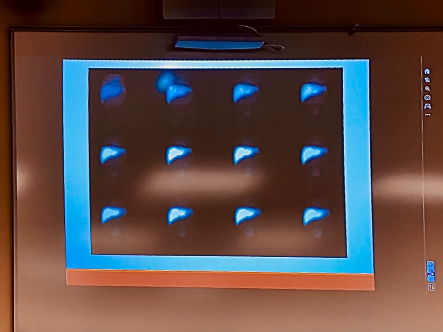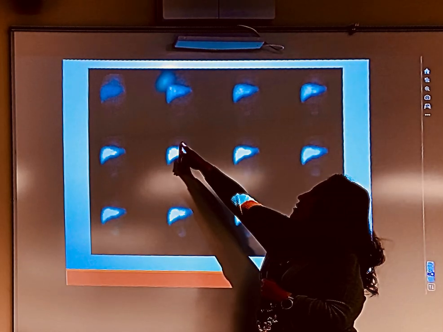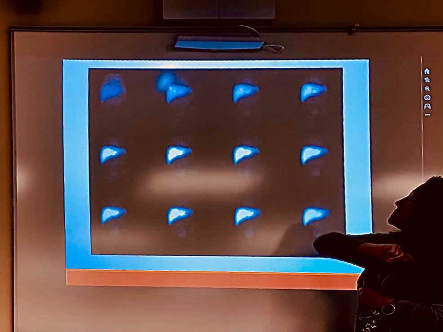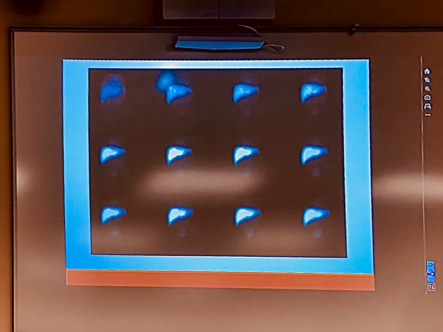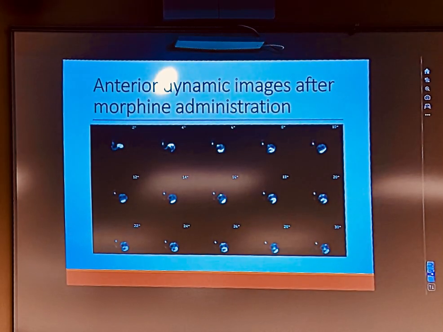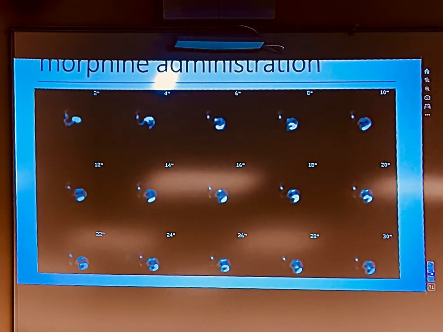And there's cardiac activity all the way down. So you got baby heart. It's kind of hard to see, but it's a little easier to see on my screen. So this is your anterior dynamic images after morphine administration. And it still doesn't look like it went back into the gallbladder.